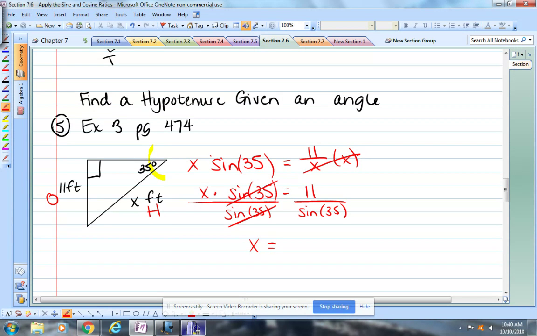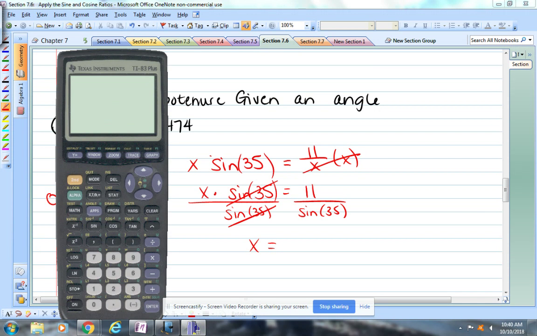So this is where we get our calculator. Mine is going to sleep, so I'm going to check the mode again. It's still in degrees. So you're going to hit 11 divided by parentheses. We're going to use the sine button, which is kind of diagonal from your parentheses. 35 degrees. Close the parentheses. We're getting about 19.2 feet. Did everybody get 19.11 something? 177 actually.